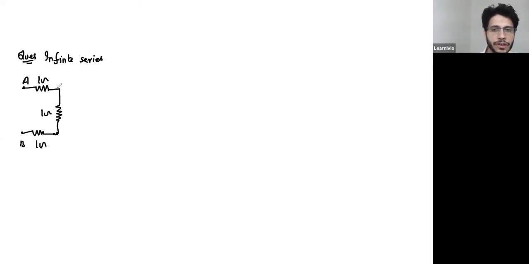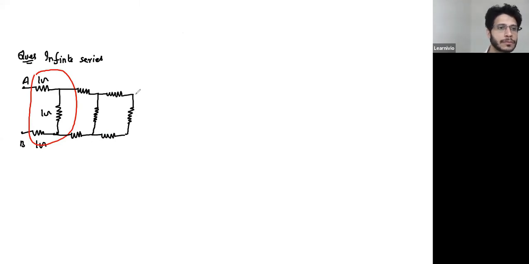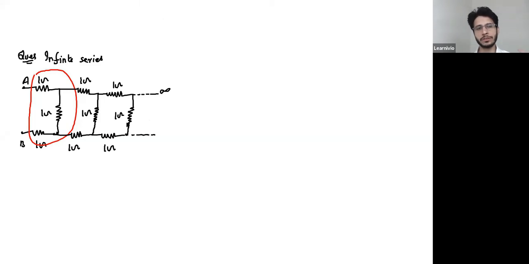But instead of 3 resistors, I keep on repeating this term. I'm repeating this term infinite times. So the circuit will look like this, an infinite circuit. You have infinite resistors connected in series, and this pattern is repeating infinite times. So they're asking you to calculate the equivalent resistance across it.